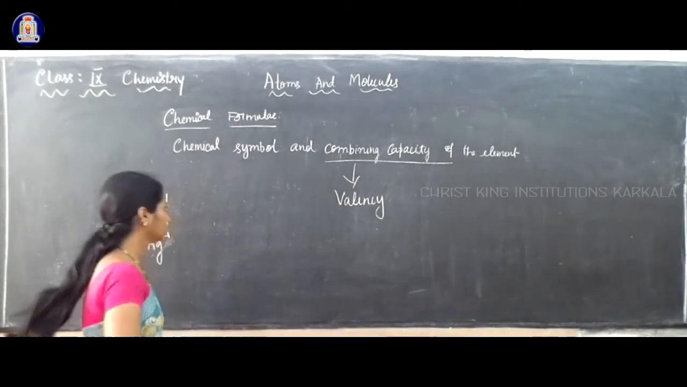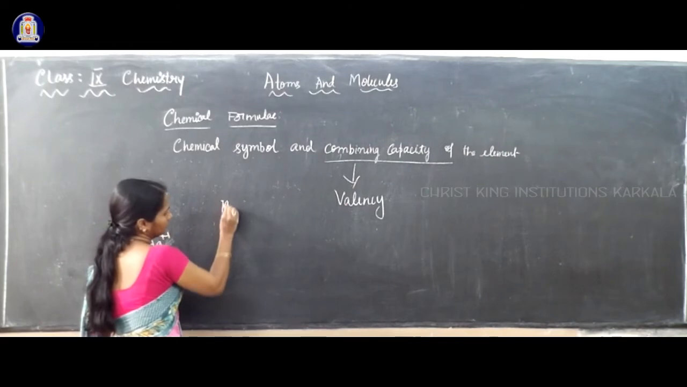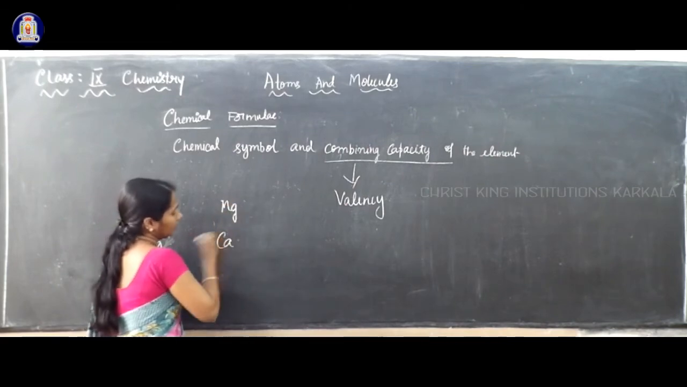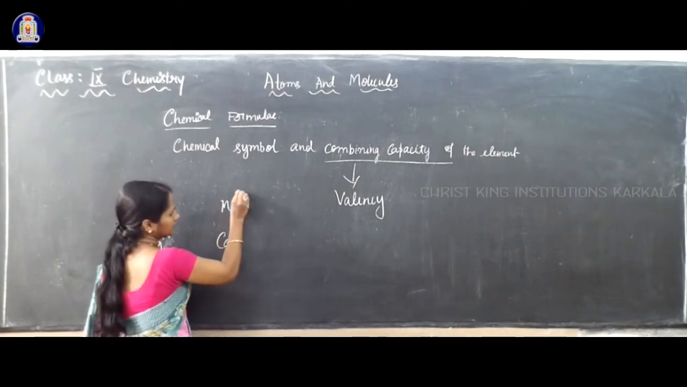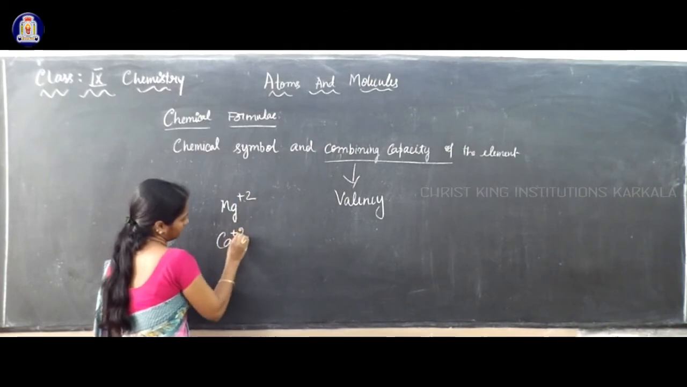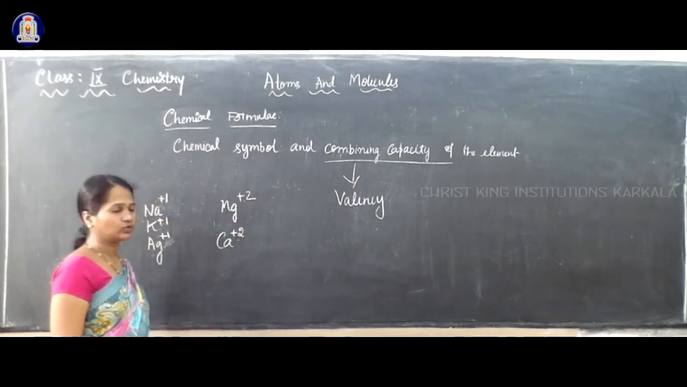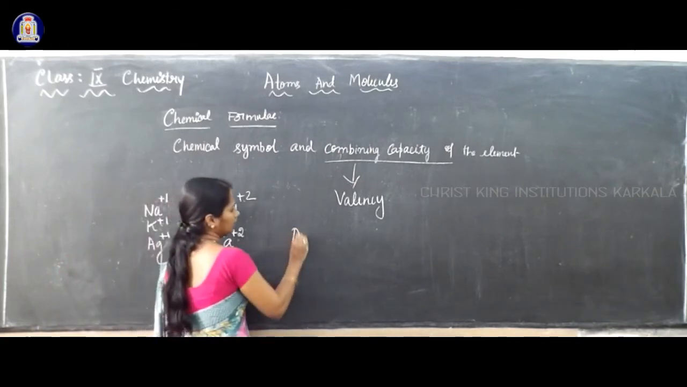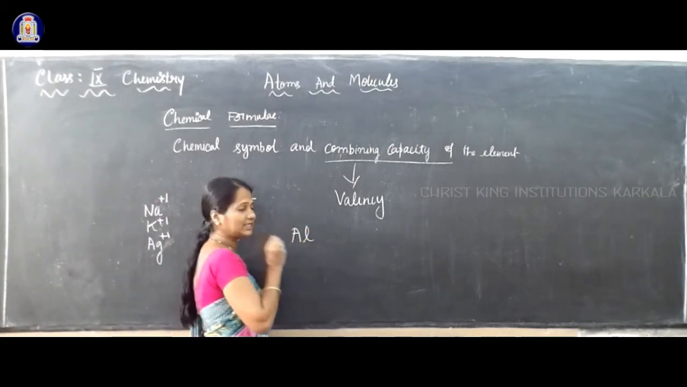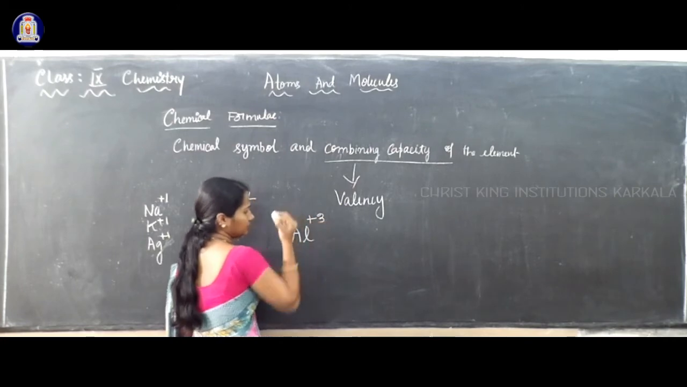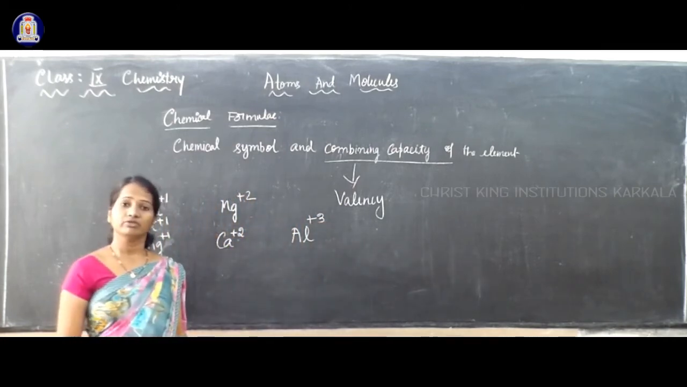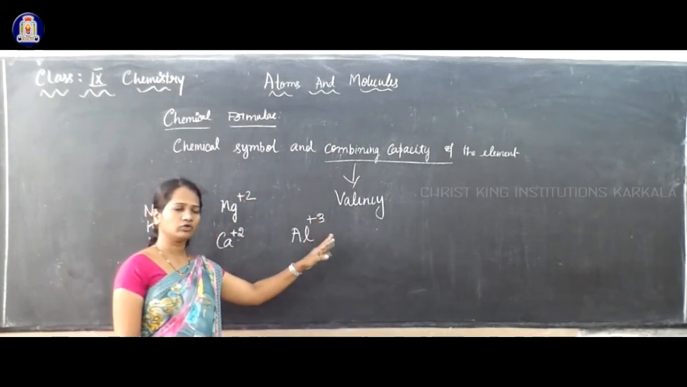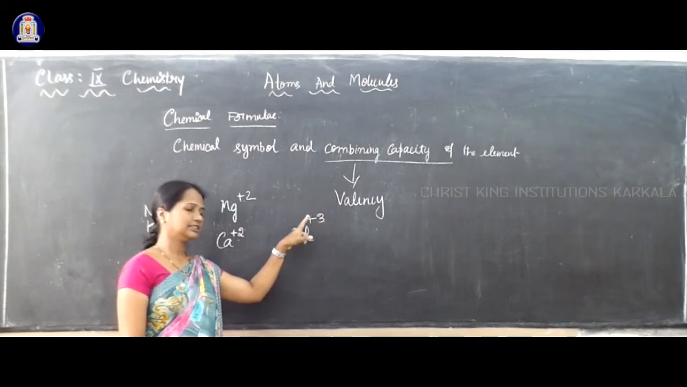Magnesium, calcium. Magnesium symbol is Mg, calcium Ca. Their charge can be written as +2: Mg+2, Ca+2. If you take aluminium, Al, its valency is 3, which can be represented as +3. Aluminium is a metal which usually gives up 3 electrons, so it is +3.